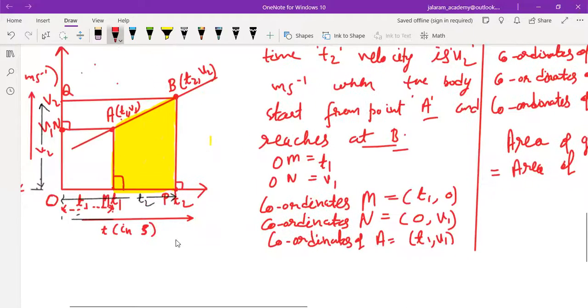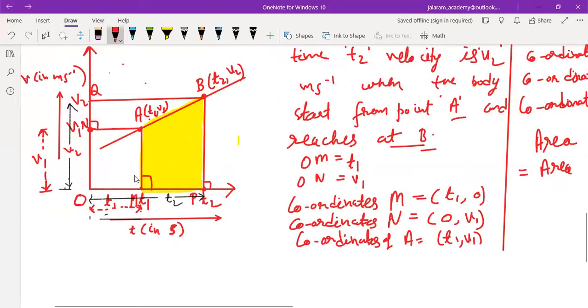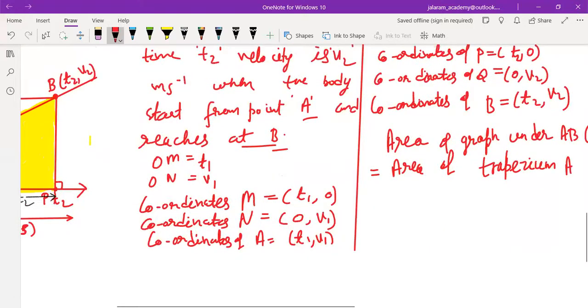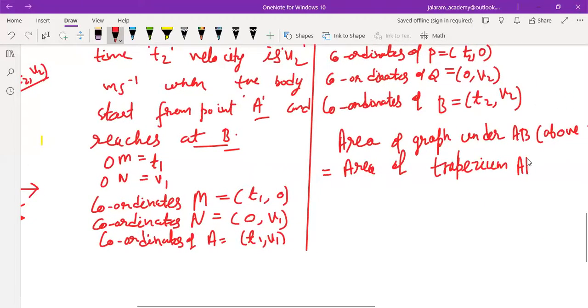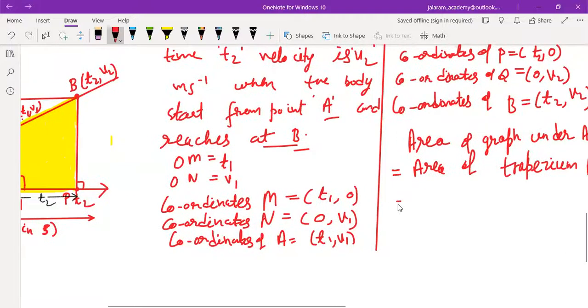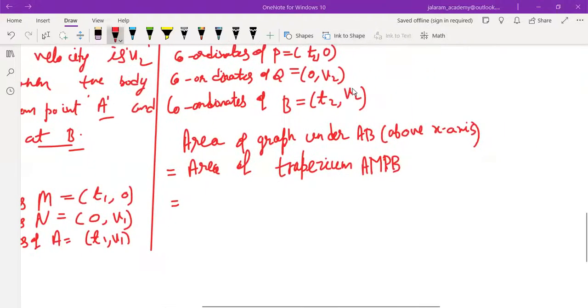Name the trapezium. It is AMPB. Area of trapezium AMPB. And we know that area of trapezium is equal to half sum of parallel sides into the distance between the parallel sides.